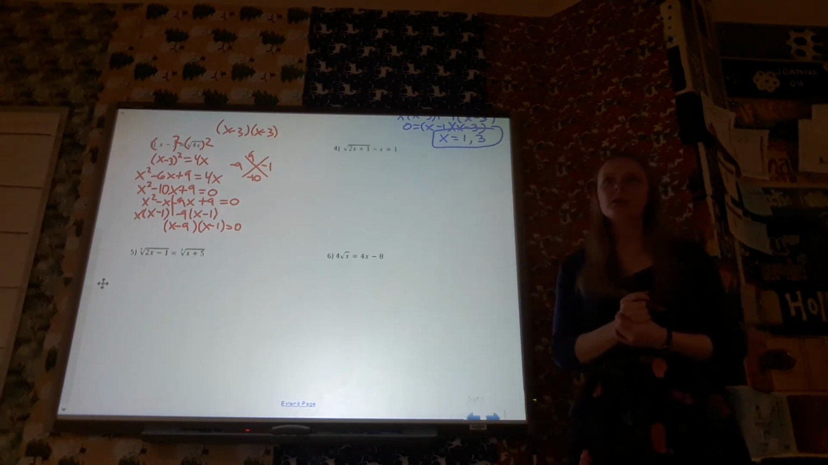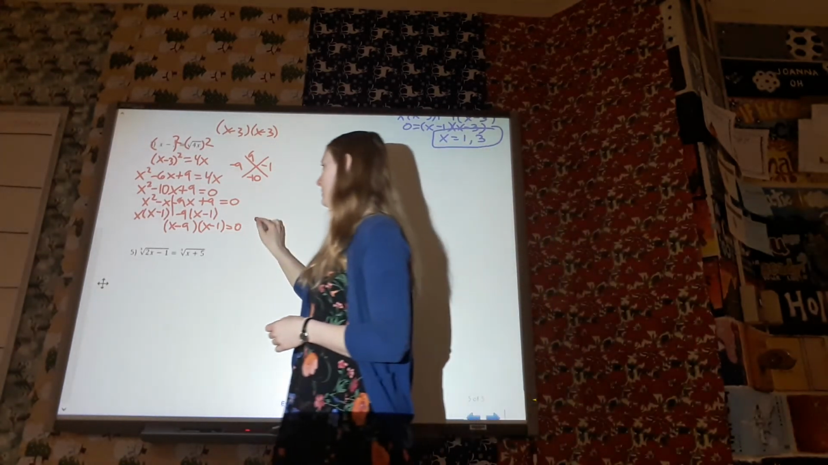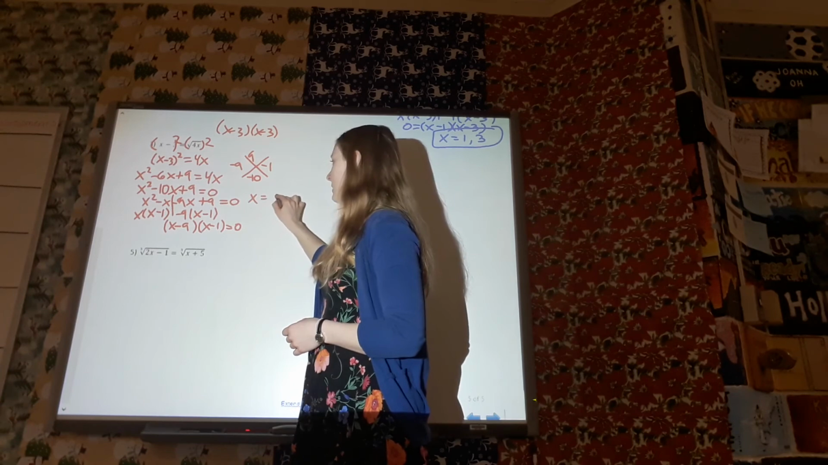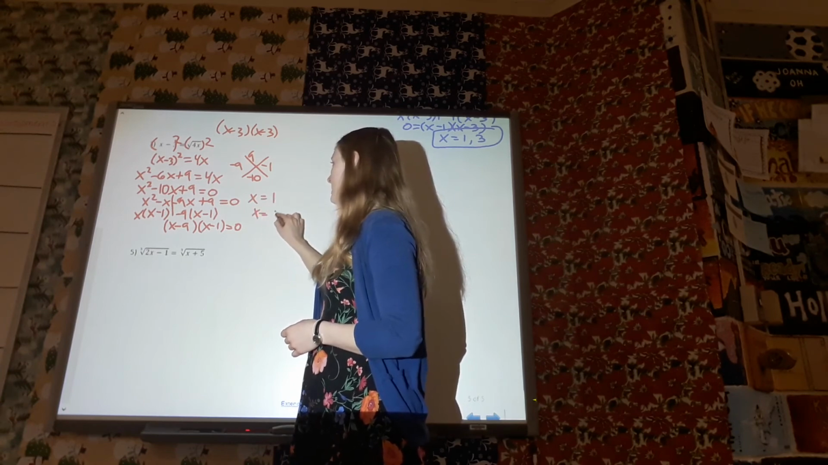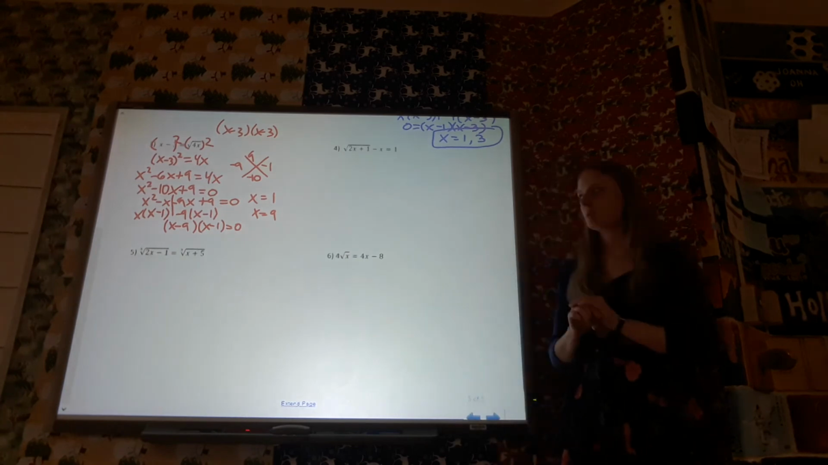Factoring process gets you down to x minus 9 and x minus 1. What solutions do I get? You get 1 and 9. Again, we don't quite know if there's a final answer yet, so let's go ahead and check.